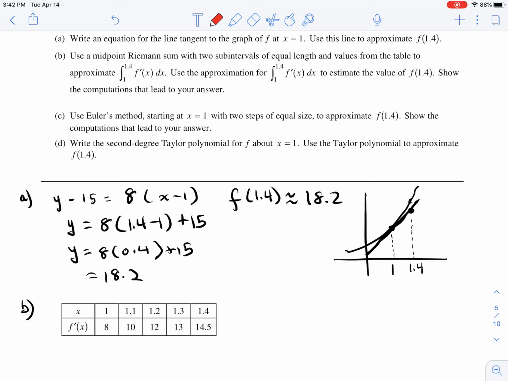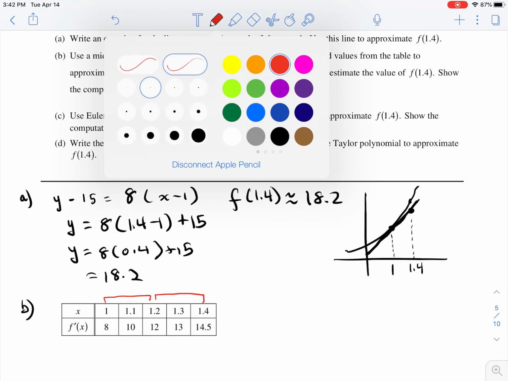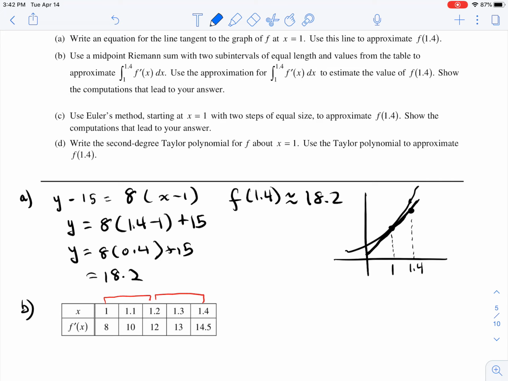So we're going to come up with 2 subintervals. From 1 to 1.2, that's one subinterval, and then from 1.2 to 1.4, there's our second subinterval. Specifically, we're using a midpoint Riemann sum. So the midpoint would be here of that first subinterval, and our second midpoint would be right over there.